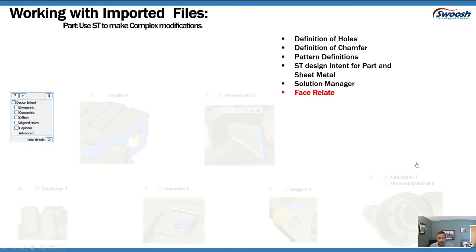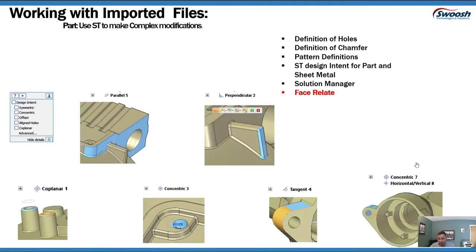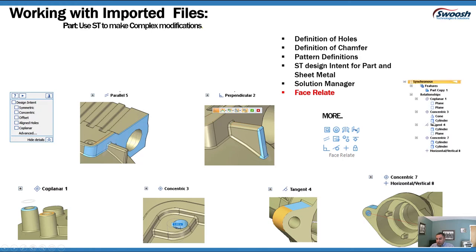All right. The next one is how to use the face relate. In this case, I'm completely turning off design intent, and I want to apply the rules myself. I don't want design intent doing that for me. I don't want synchronous technology doing that for me. I want to do that on my own. So basically, you turn design intent off, and you have the face relate commands right here. You start with something like this and finish with something like this, where you add those relationships manually.